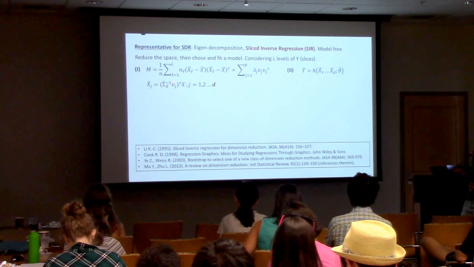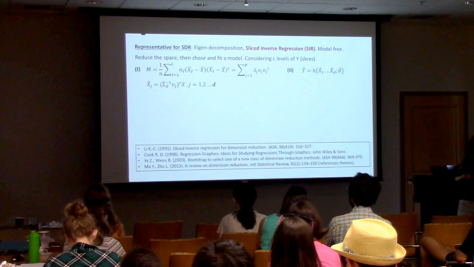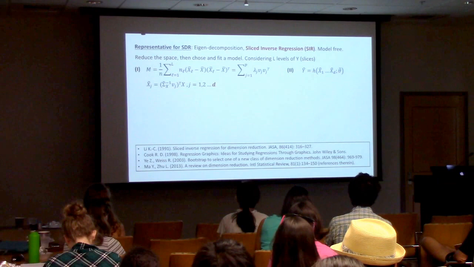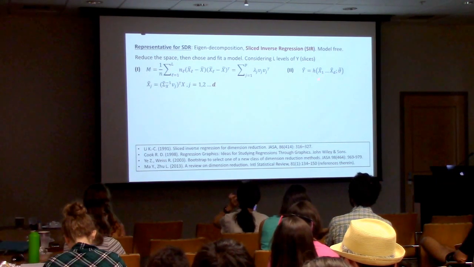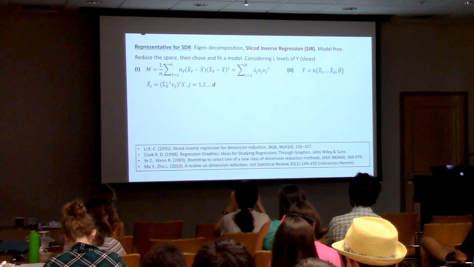They need to be rescaled by the sample version of the variance-covariance matrix of the x's, and we'll get back to that in a second. And then you fit a model in terms of these composite predictors. Separate step. It doesn't happen all at once. It happens in two separate steps.